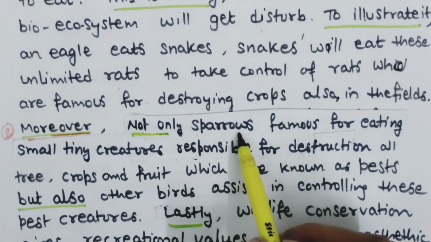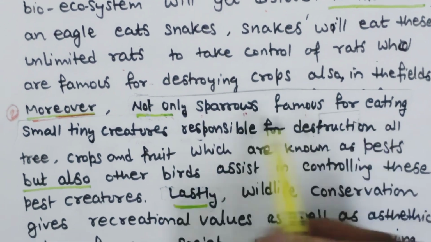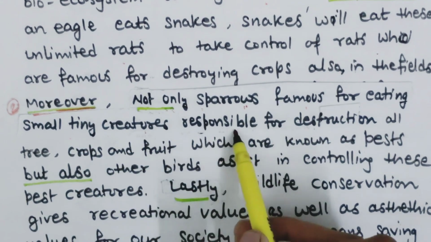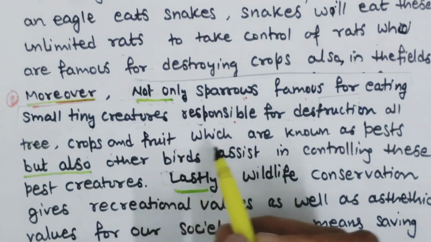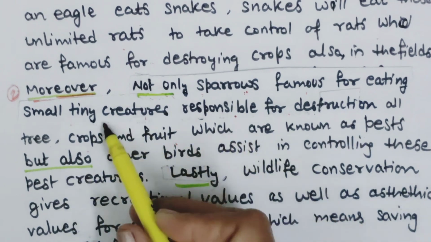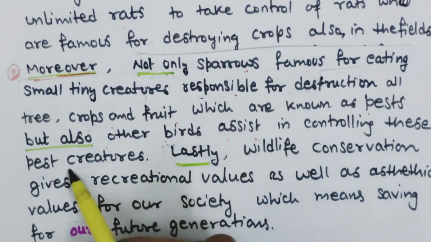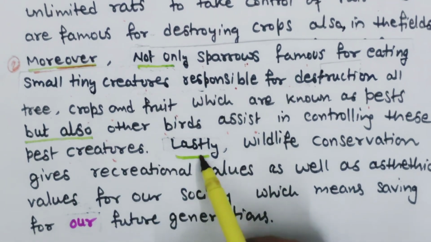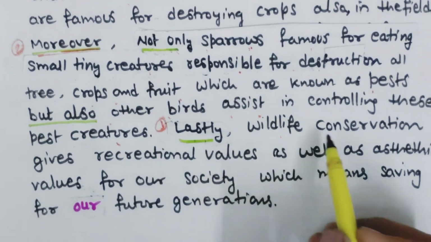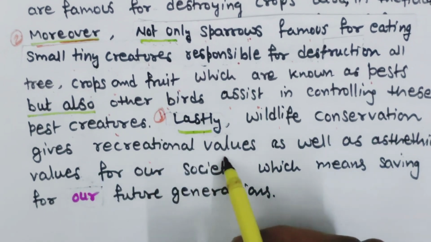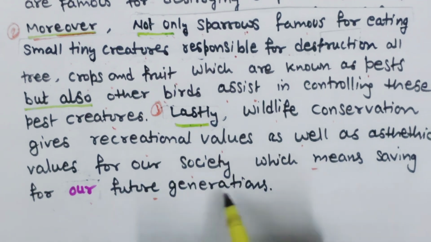Not only sparrows, these sentence structures are also important. Not only sparrows, famous for eating small tiny creatures responsible for destruction of trees, crops and fruits, which are known as pests, but also other birds assist in controlling these pest creatures. Okay, lastly, the third point is this. Lastly, wildlife conservation gives recreational values as well as aesthetic values for our society, which means saving for our future generation.